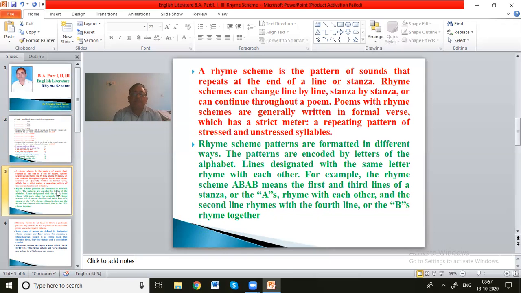Rhyme scheme patterns are formatted in different ways. The patterns are encoded by letters of the alphabet, just as I gave you C, D, A, B, etc. Lines designated with the same letter rhyme with each other. For example, the rhyme scheme ABAB means the first and third lines of the stanza or poem, or letter A, rhyme with each other, and the second line rhymes with the fourth line, or the letter B rhymes together.